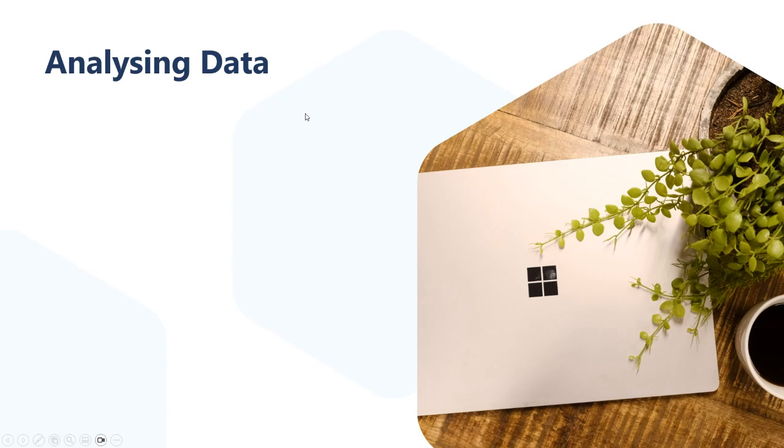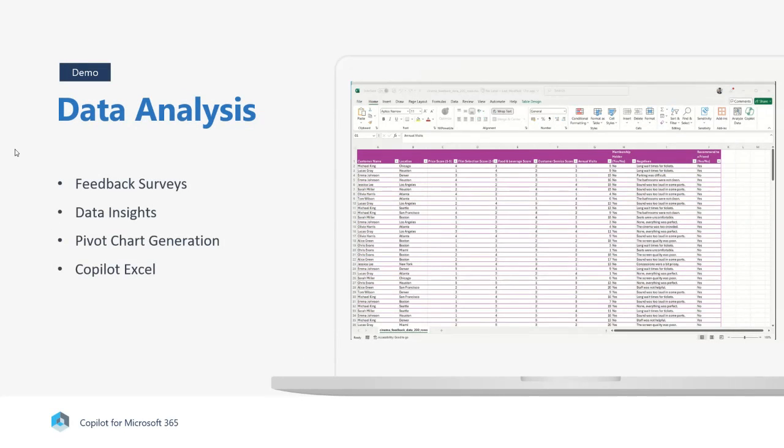Cool, so let's look at some analyzing data examples. Predominantly this is going to be Excel based. I've got two examples to run through. Hopefully these are examples that you can also relate to. In the first one, we've got some feedback surveys, so we're going to look at some data insights and pivot chart generation, and again, it's all based on Copilot in Excel.